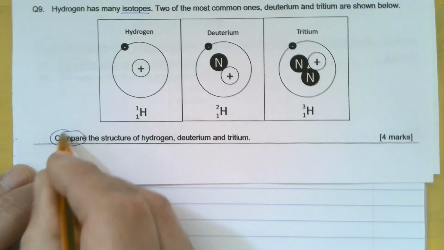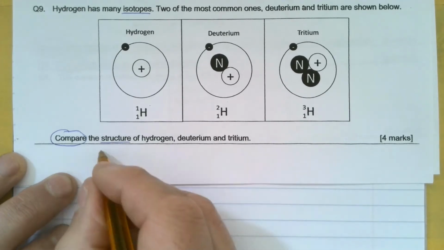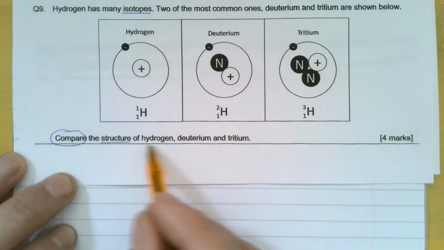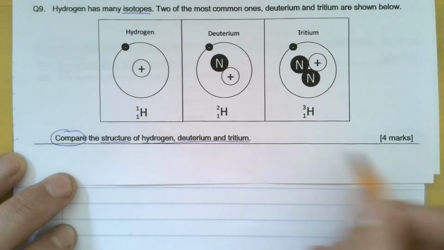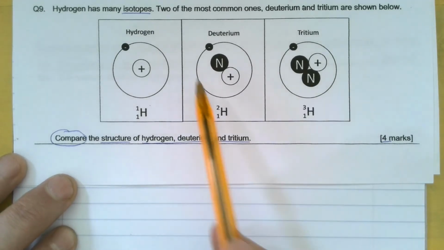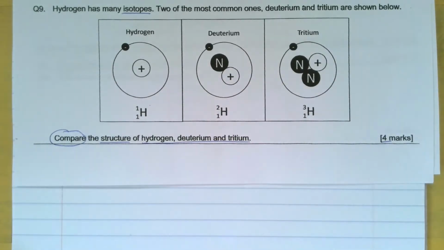So compare the structure. How is it built? How is it formed, and what does it look like, of hydrogen, deuterium, and tritium, and it's worth 4 marks. So we're basically comparing these 3 pictures with each other for 4 marks. Let's see how we get on with those.